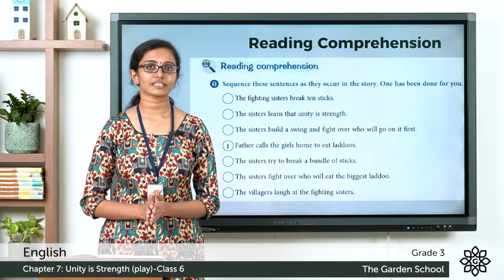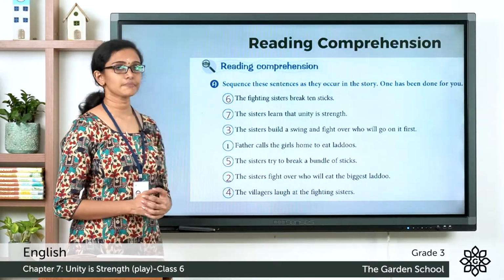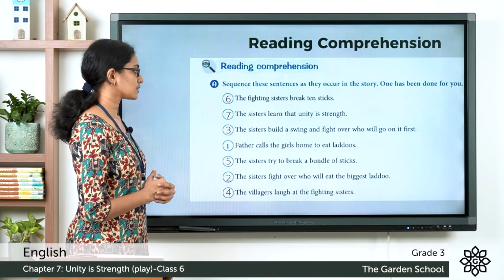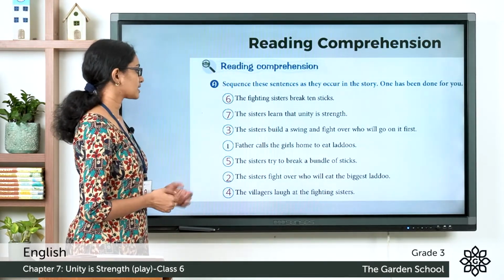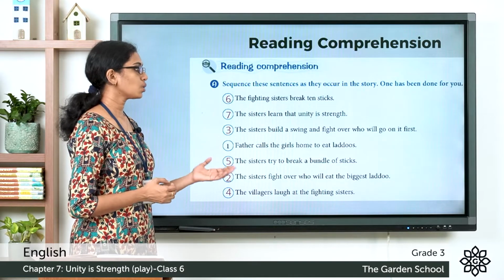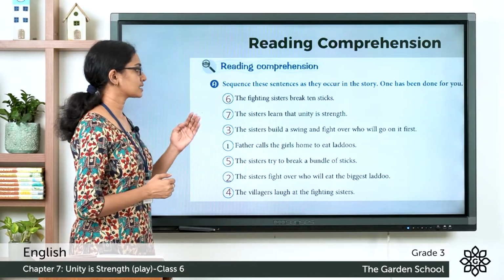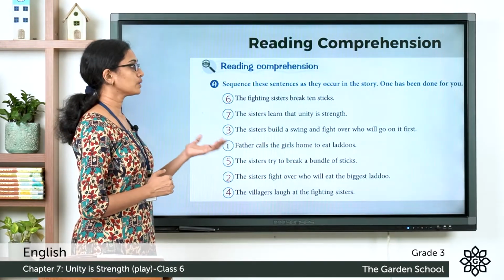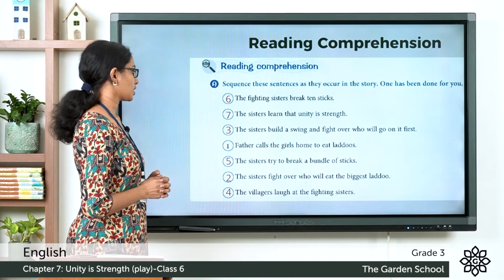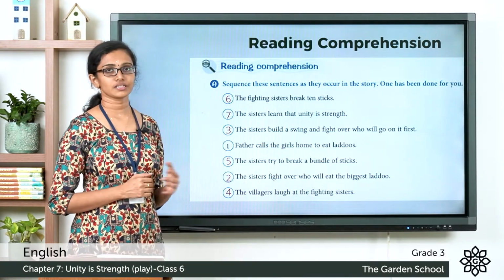Hope you are done with that activity. Now let's see the correct order of events. The first one is already marked there. Father calls the girls home to eat laddus. The second one is the sisters fight over who will eat the biggest laddu. The third one is the sisters build a swing and fight over who will go on it first. Fourth, the villagers laugh at the fighting sisters.